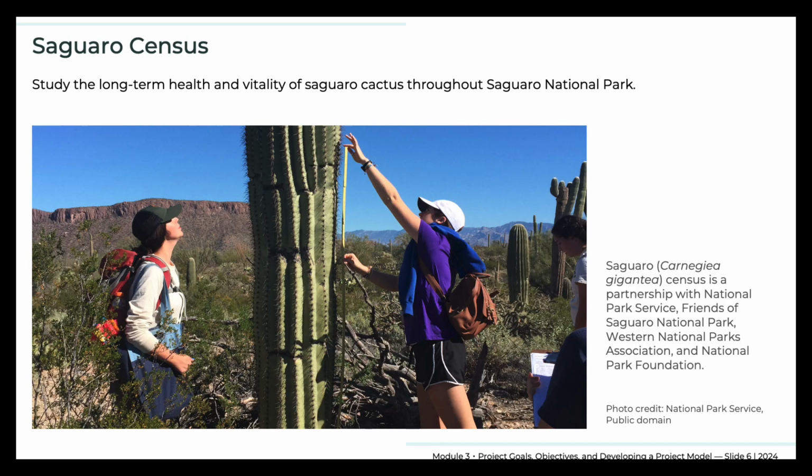The Saguaro Census is led every 10 years by staff at Saguaro National Park to study the long-term health and vitality of the park's namesake cactus. Begun in 1990 and developed into a citizen science project in 2000, the census aims to understand the impact of environmental factors such as fire, drought, and climate change on saguaro health, distribution, and survival. It also aims to build greater public awareness of long-term ecological processes.